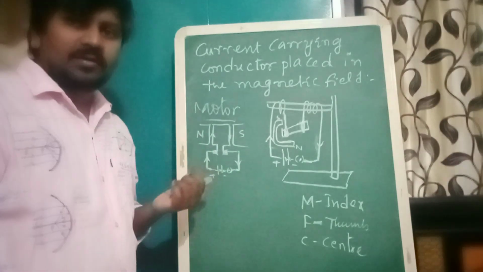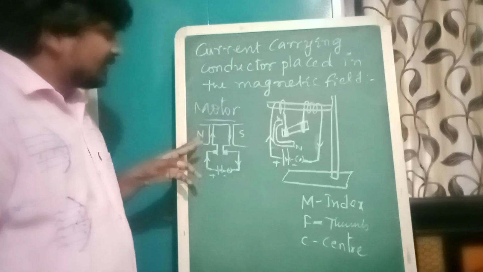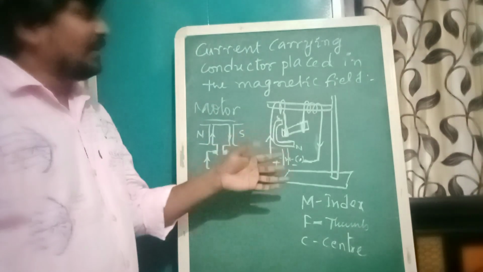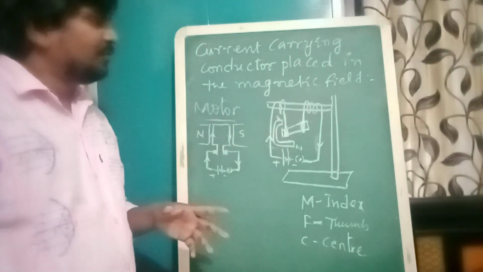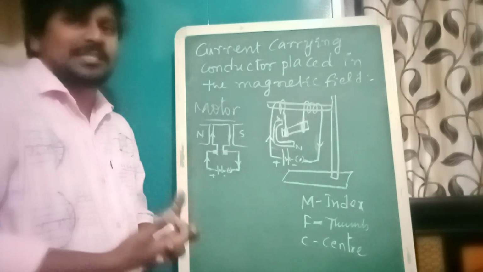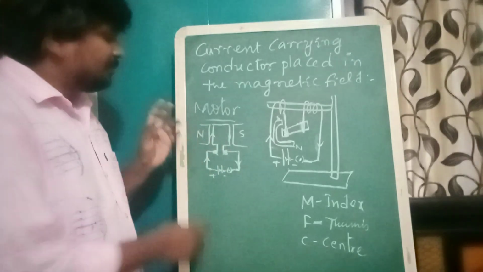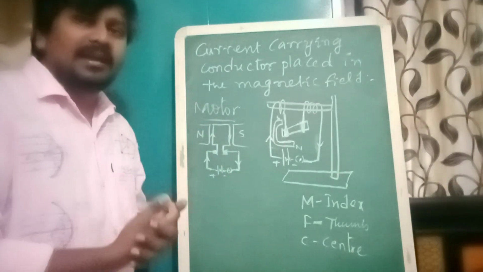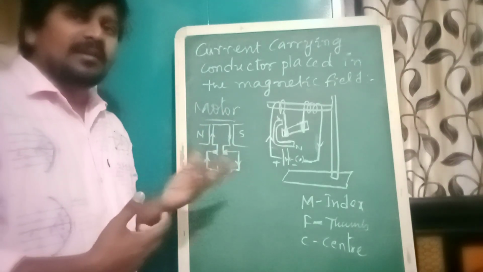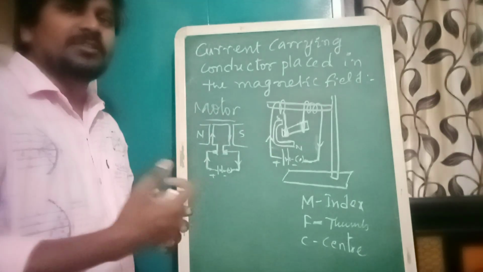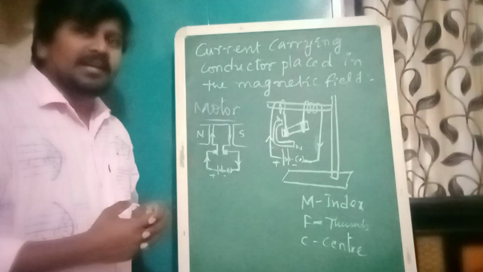So inside, this is how the circuit diagram is arranged. This is the north pole and south pole. A current carrying conductor placed in the magnetic field will experience a force. In which direction will it act? By this example we can clearly understand the direction of the force acting on the conductor, and we are able to identify it.